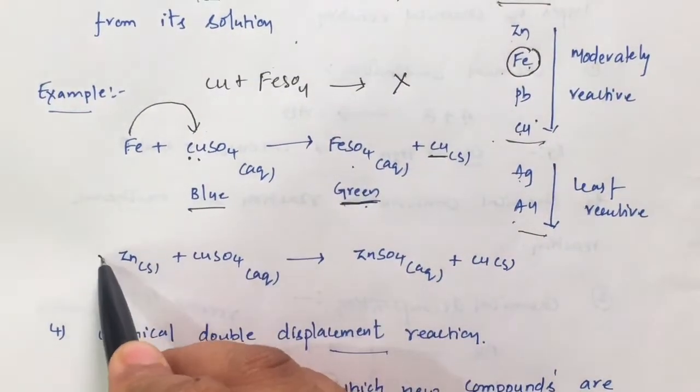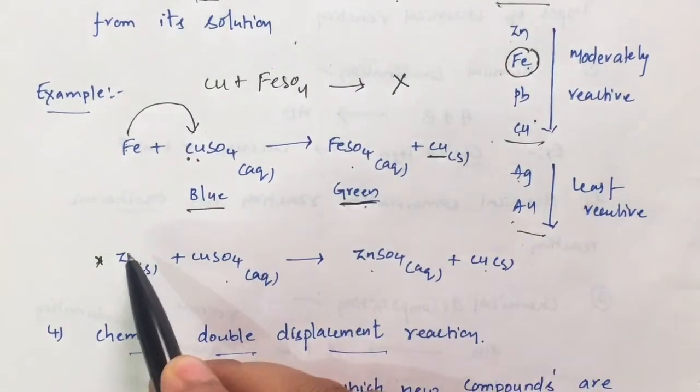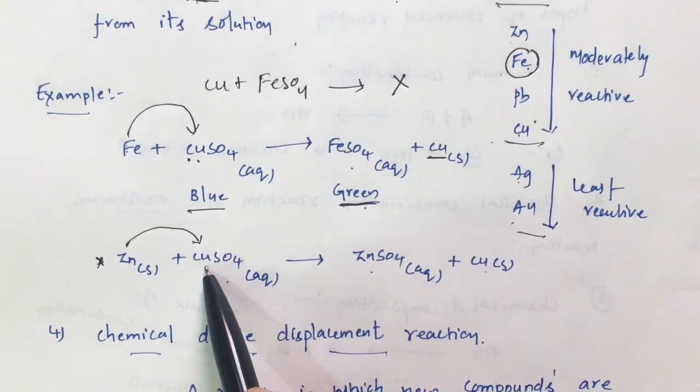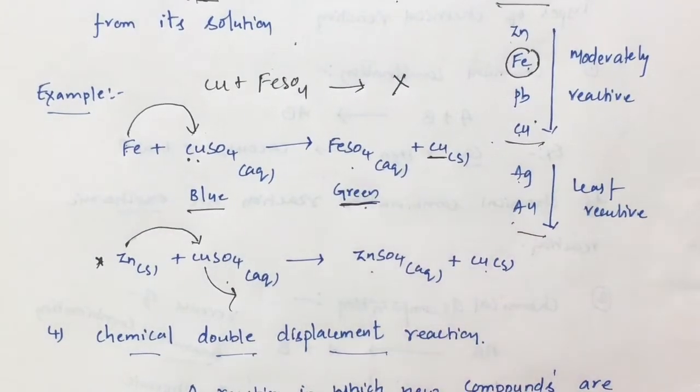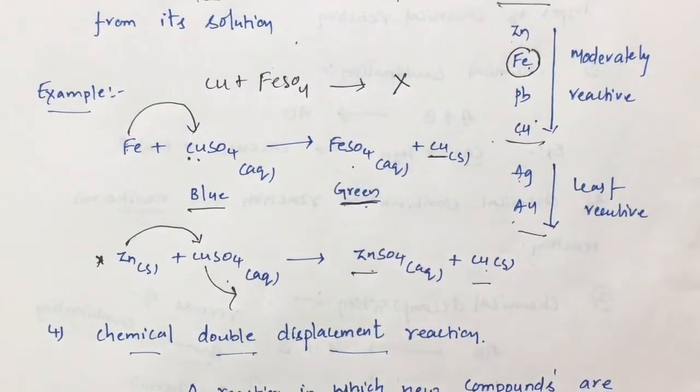Another example: zinc plus copper sulfate gives rise to zinc sulfate plus copper. So what is happening here? Zinc is more reactive than copper. Copper is displaced from the solution. We'll get zinc sulfate and copper. This is about chemical displacement reaction.